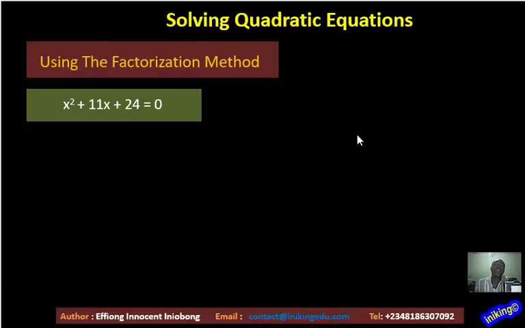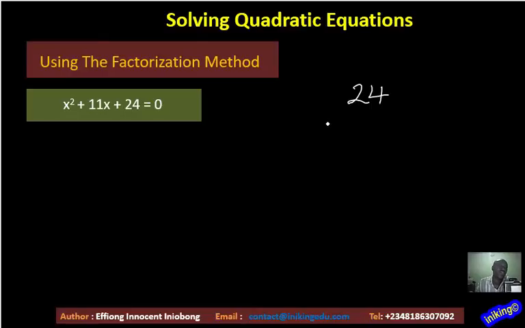On the screen, we have x squared plus 11x plus 24 equal to 0. As you can see here, our a in this case should be 1, the b is 11, and our c is 24. 24 there can be referred to as the value without the variable x attached to it. How do I solve a quadratic equation using the factorization method?